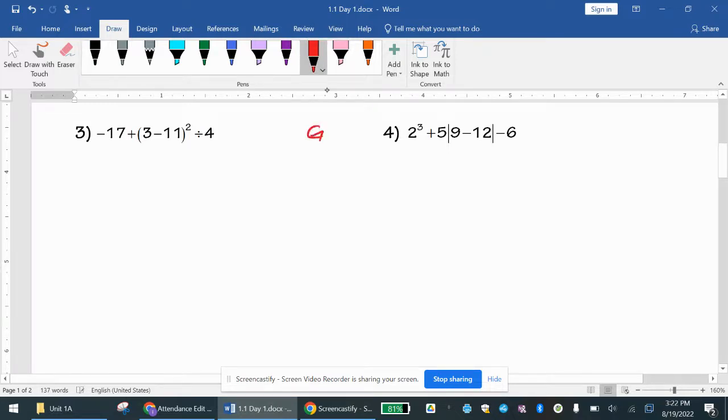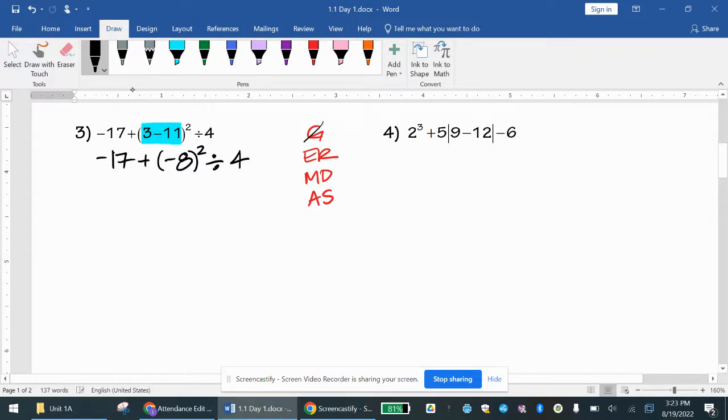Okay, setting up my recipe for success. I see a grouping symbol. Within that grouping symbol, I have to subtract 3 minus 11. Notice I kept everything else the same. Now, I still have the parentheses, right? But the parentheses are only around the negative 8. There's no other number inside the parentheses. So I'm ready to move on to the next step.